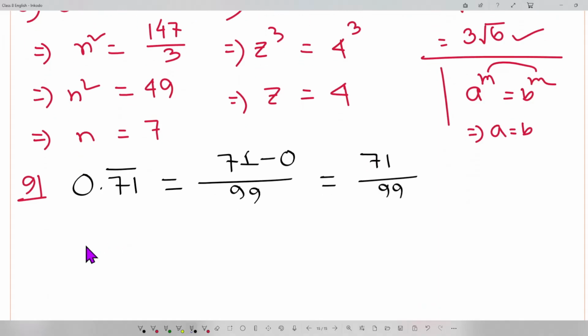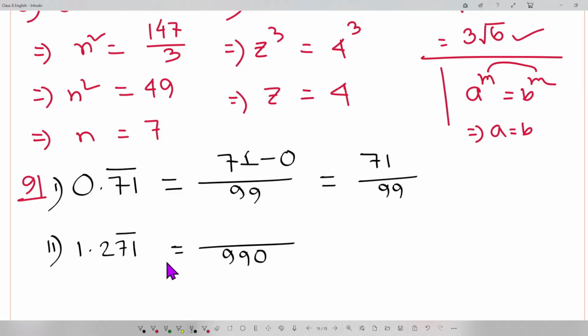Let's say another question like 1.271 with a bar. This one we can write, look, 7 and 1 is the repeating number, so 9 and 9. These two after the decimal. This 2 is not a repeating number, so against this one we can write 0.